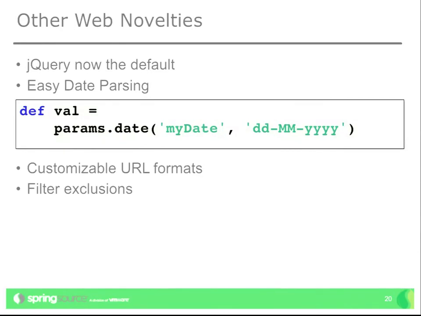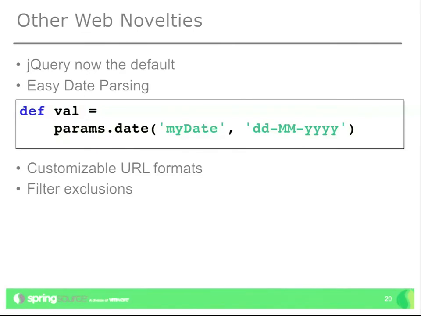Some other stuff that was added in Grails 2, we've got nice date parsing, right? So params, in this case, is the request params object inside of a controller. Inside of a controller, you can always refer to a variable called params, which is a map that includes all of the request parameters.